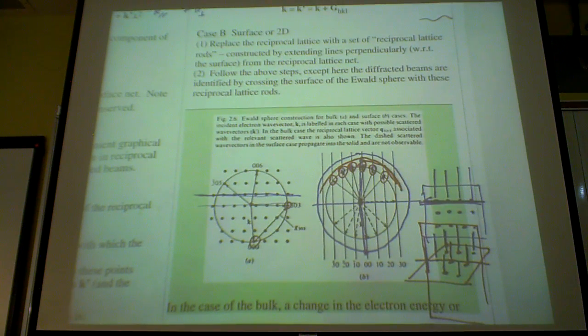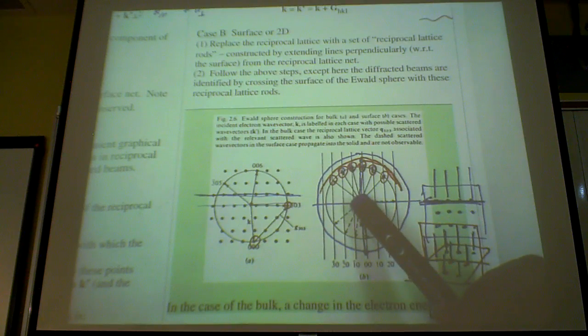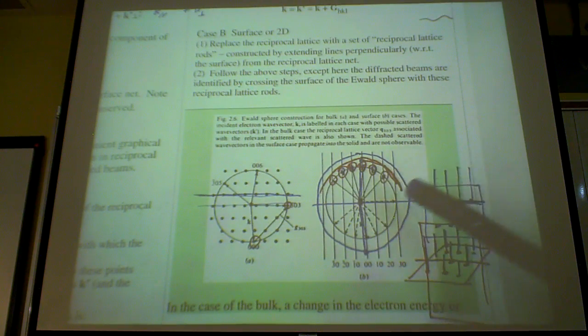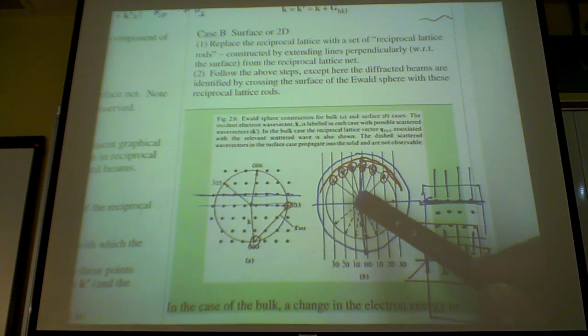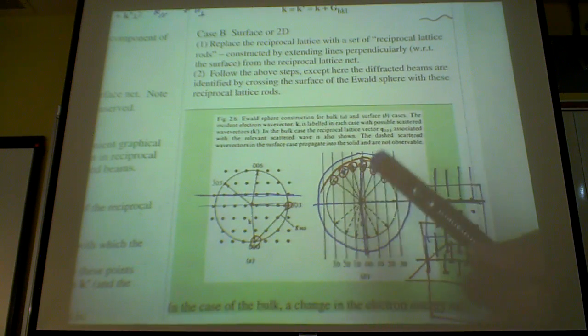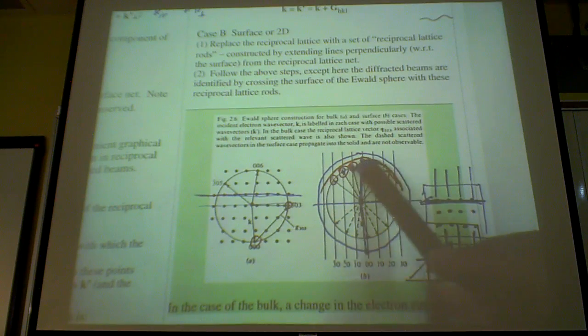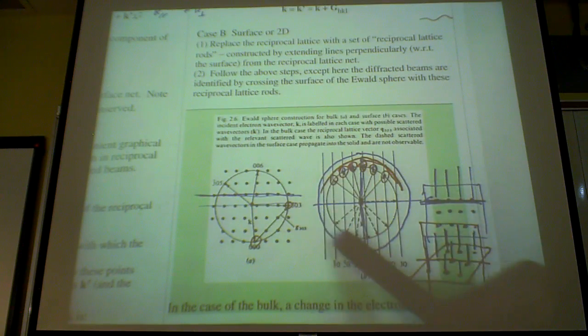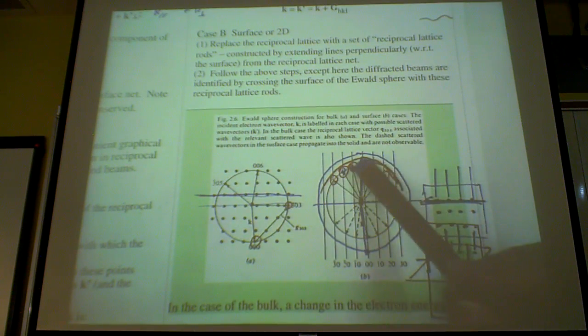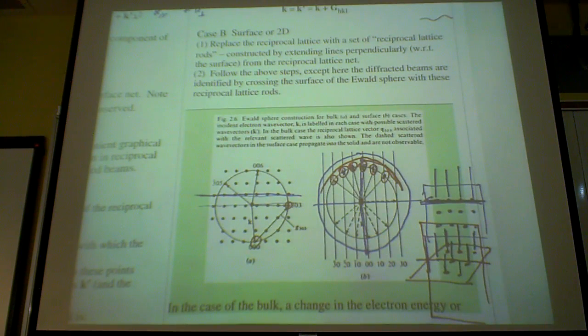And now I set up a vector, let's say from here to here, and again construct an Ewald sphere, meaning that I have a balloon in the middle, and then I blow up this balloon, and you see that it crosses all these rods. And wherever it crosses a rod, that will be a diffraction condition. It will satisfy the diffraction condition.